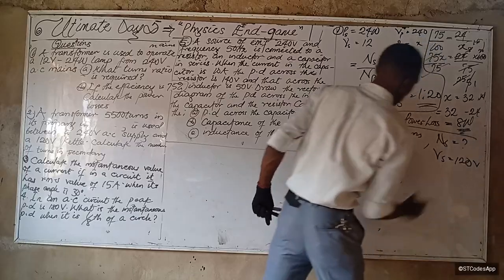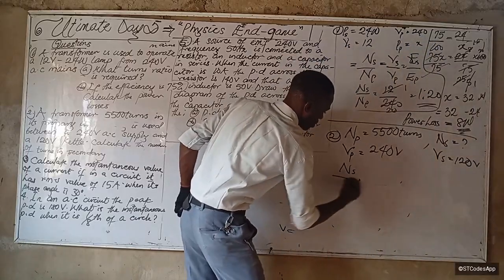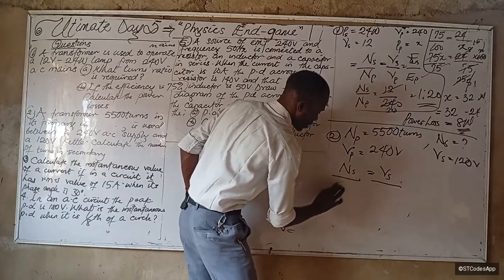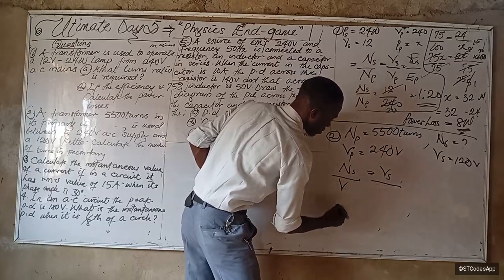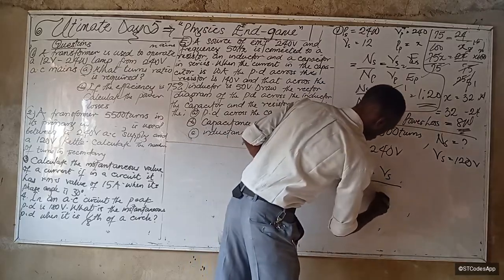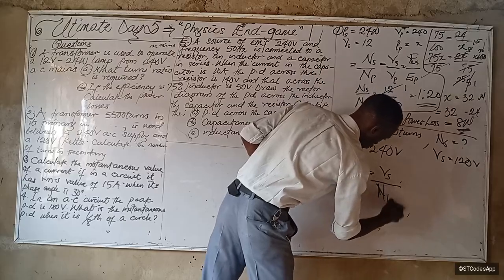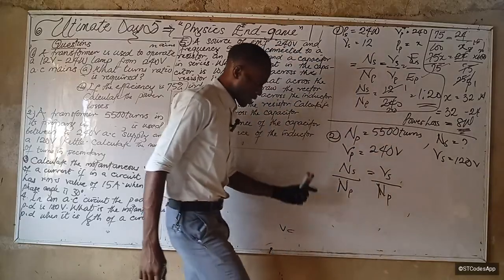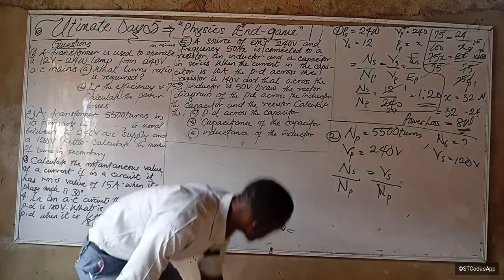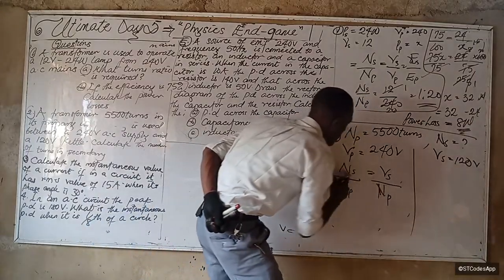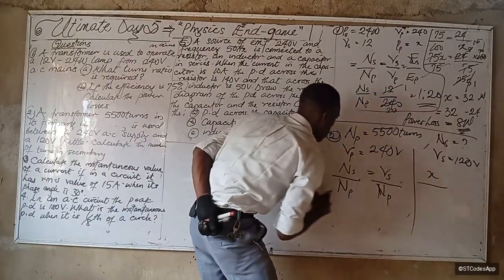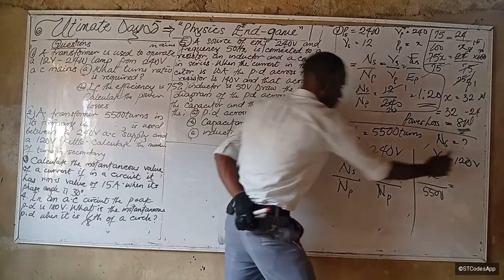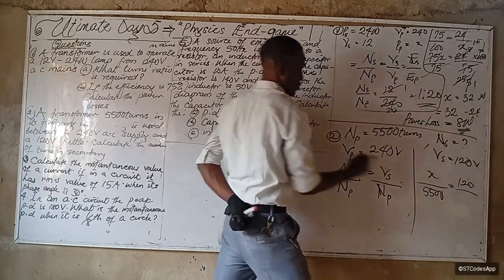N sub S is what? Recall that the number of turns is directly proportional to the voltage, so N sub S over N sub P will be V sub S over V sub P. Is that okay? You can invert, so you can say N P over N S is equal to V P over V S. So here, what is N S? That's what we are looking for, over N P 5500 is equal to V S 120 over 240.